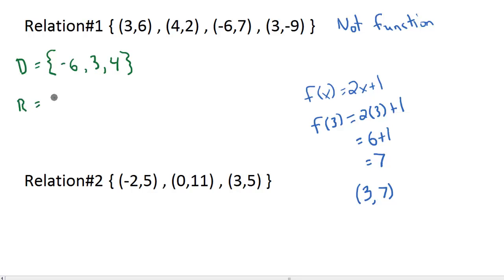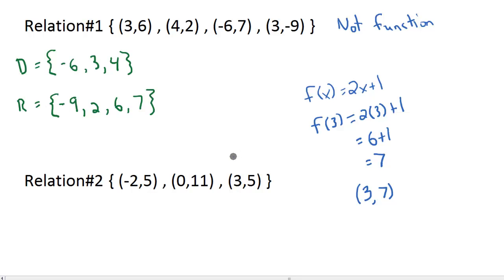Then our range, from smallest to greatest, we've got negative 9 is the lowest. Then we've got a 2, then a 6, and then a 7. So there's our range. If you look at relation number 2, we check our x values. We've got negative 2, which gives us 5, a 0 that gives us 11, a 3 that gives us 5. The x's don't repeat, and we have unique y values, so that's going to be a function.